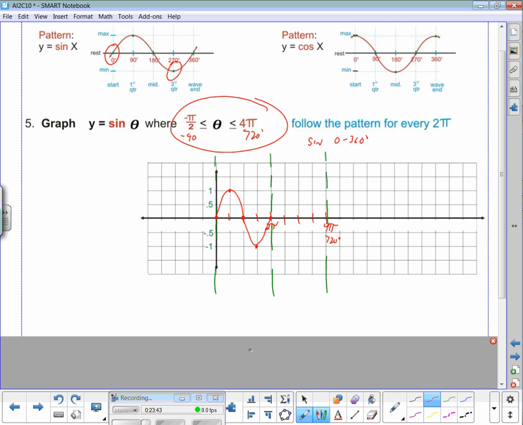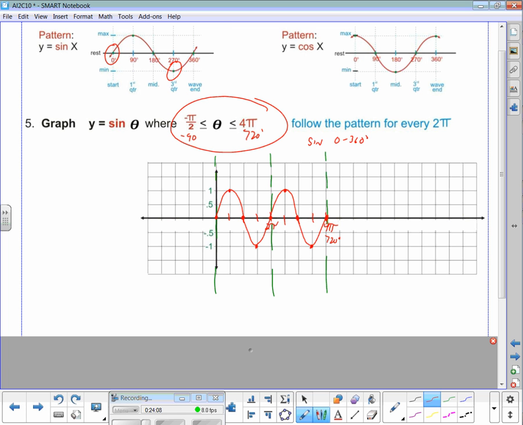Where does it start? At 0. Where's it at the first quarter? Max. Where's it at in the middle? 0. Where's it at 3 quarters? Minimum. Where's it at the end? 0. Just repeated. I just repeated it. Okay, I've gotten from 0 to 4 pi.